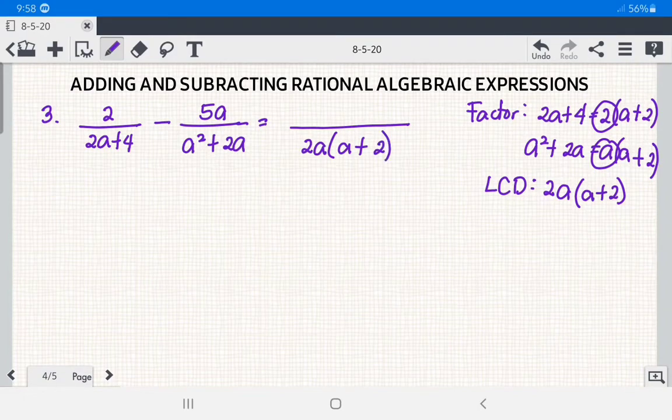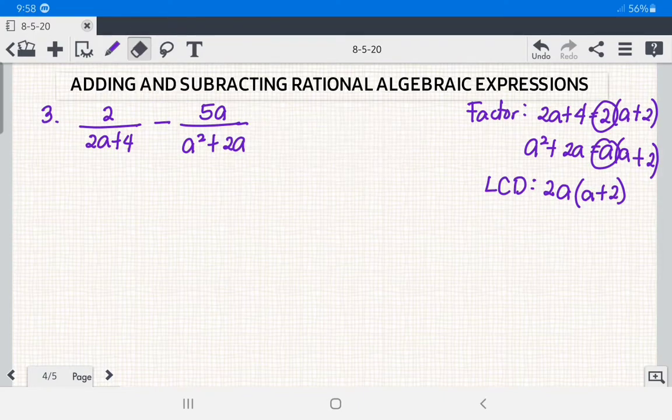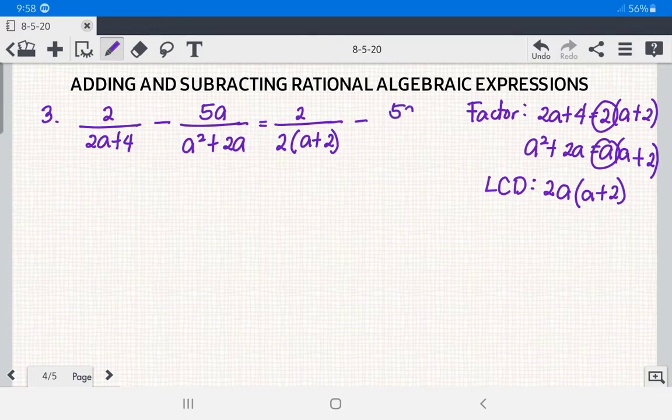But before that, let us factor this one. Let us factor this. We have 2 over the factors of 2a plus 4, which is 2 times a plus 2. Then minus 5a over the factors of this, which are a times a plus 2. So, let us now proceed.